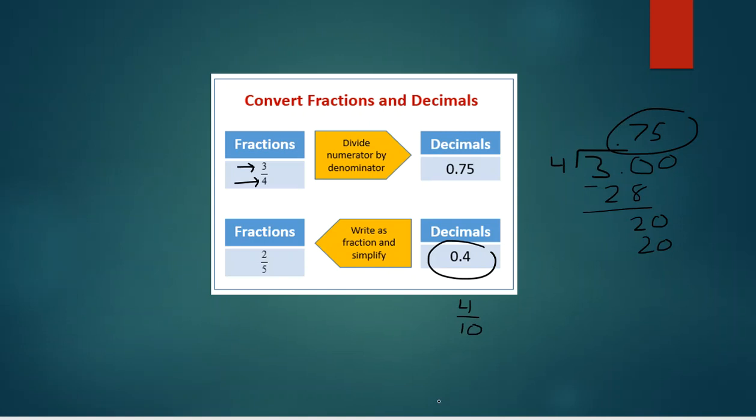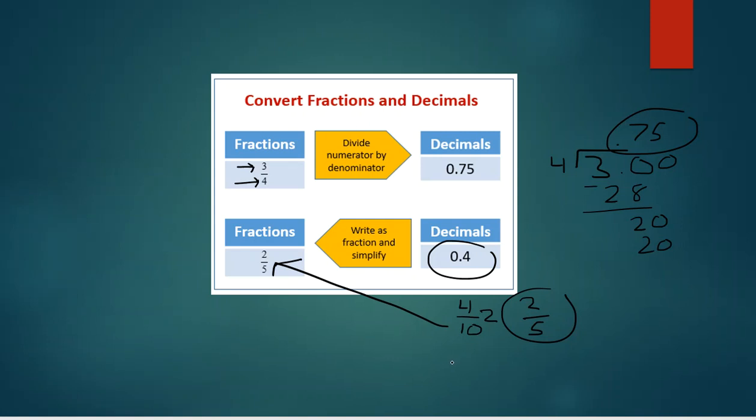4/10. Okay. Now, this fraction of 4/10 can be simplified. That's how we get to the 2/5. 2 divides into 4 twice, and 2 divides into 10 5 times. So when we simplify 4/10, we get 2/5.